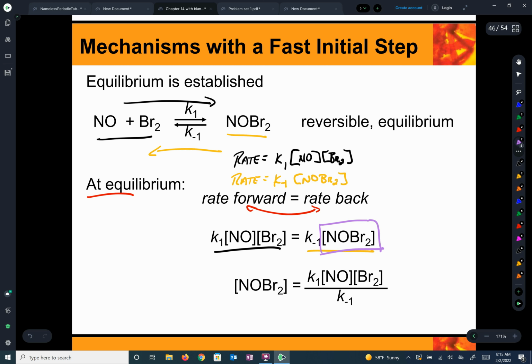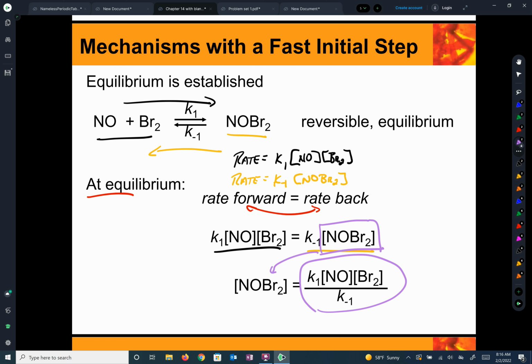Remember, let me back up for just a second. Remember that when we're dealing with chemistry, it's just a math game. The concentration of NOBr2 there is just a particular expression that we can rearrange and solve and do whatever we need to with. This is just math. So what we're going to do is rewrite to be able to solve for the concentration of NOBr2, and this is what we get. All we're doing is rearranging our equation. We divide by k minus 1 to solve for the concentration of NOBr2 here.